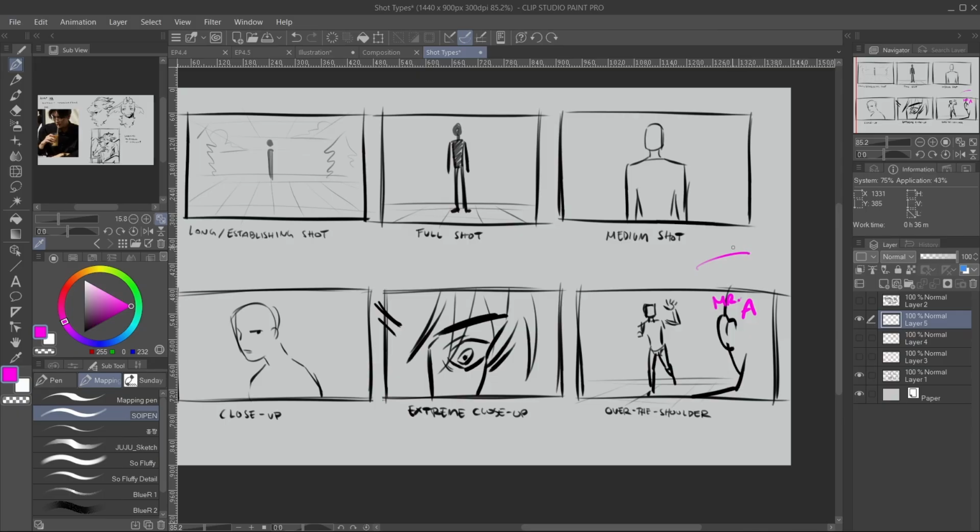Let's say he was looking at something over here, and then he hears a voice to his left, and then he looks to the left, and then we get a shot over his left shoulder. It's just good for showing what the character's looking at. It can also help keep a sense of character spacing.